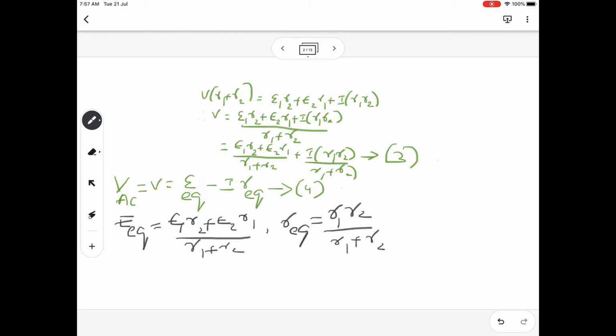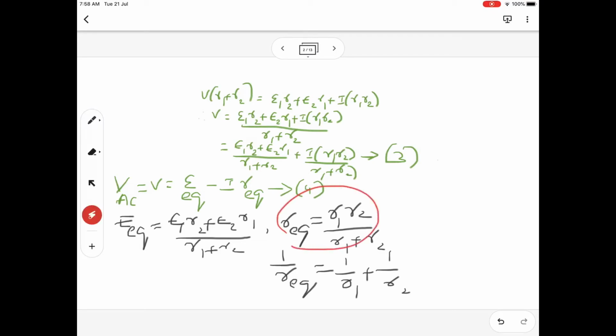And R equivalent is otherwise 1 by R equivalent equals 1 by R1 plus 1 by R2. This is the same equivalent equation for resistance when you have two resistors R1 and R2 in parallel combination. So for cells, whether in series or parallel, the equation for the net internal resistance is the same as how resistors are usually combined. If you have one more cell, the equivalent resistance equation would be 1 by R equivalent equals 1 by R1 plus 1 by R2 plus 1 by R3.